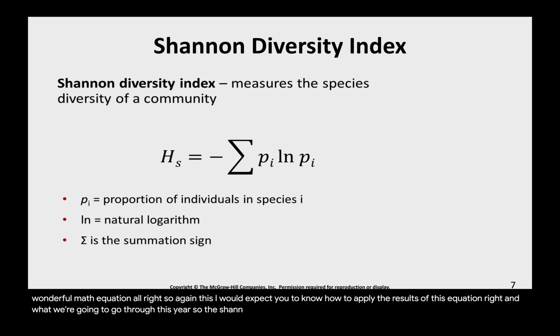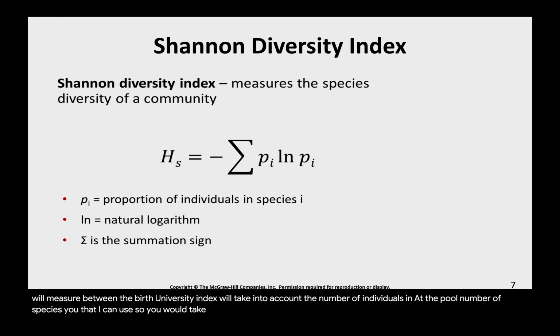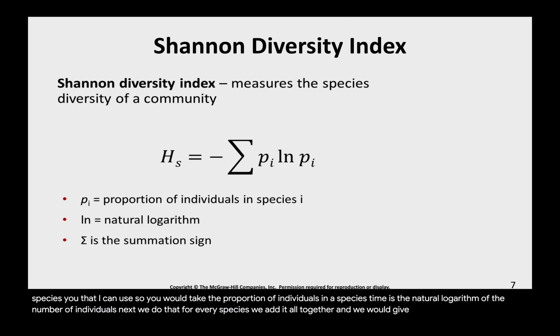So the Shannon Diversity Index is one major way that a lot of community ecologists will measure species diversity in a community. This diversity index will take into account the number of individuals in each species, so taking into account the abundance, as well as the total number of species in a community. You would take the proportion of individuals in a species times the natural logarithm of the proportion of individuals in that species. We do that for every species, we add it all together, and we would get this diversity index.